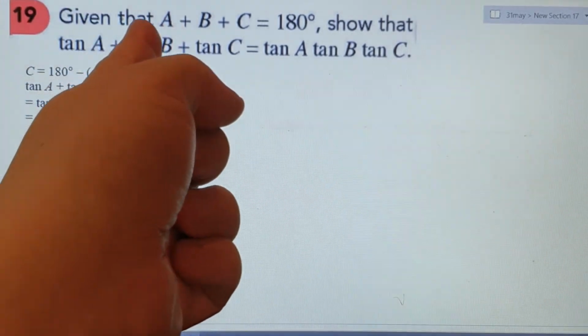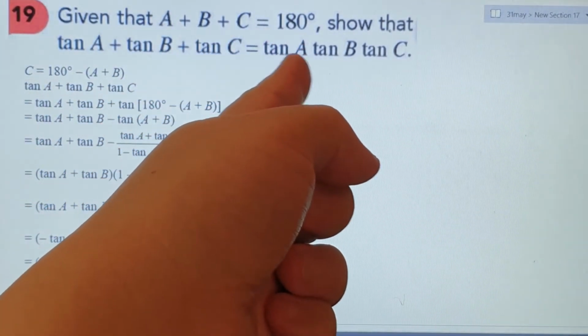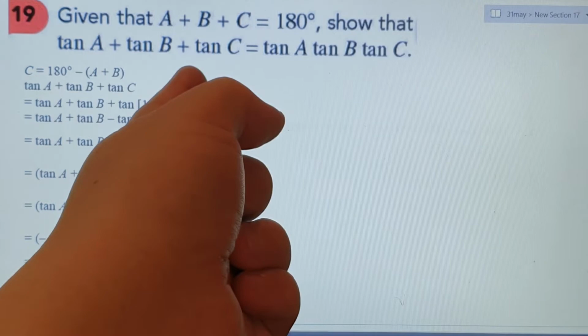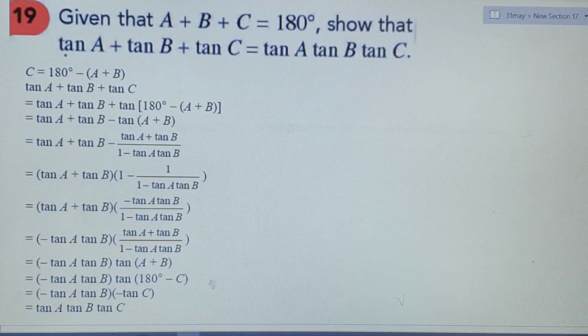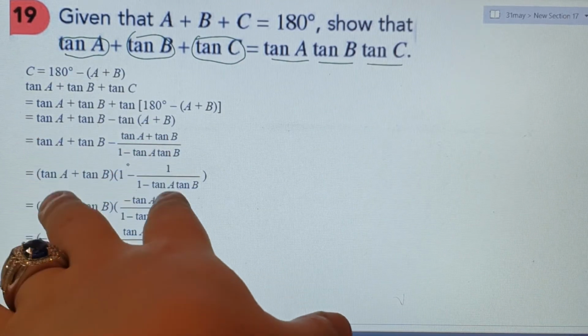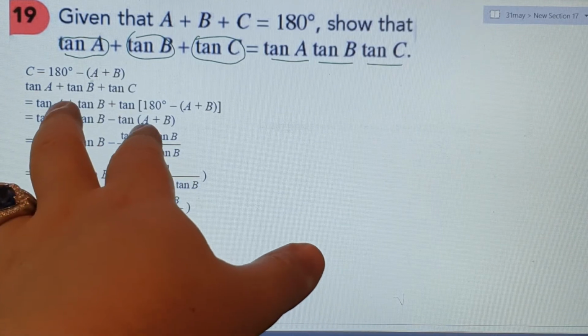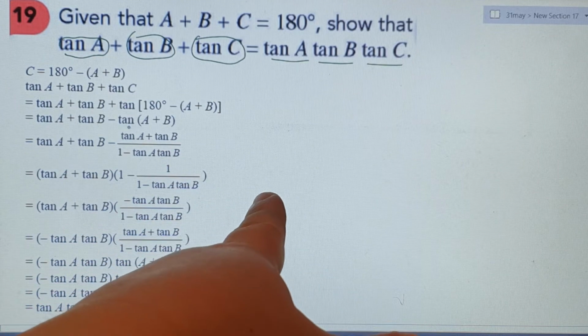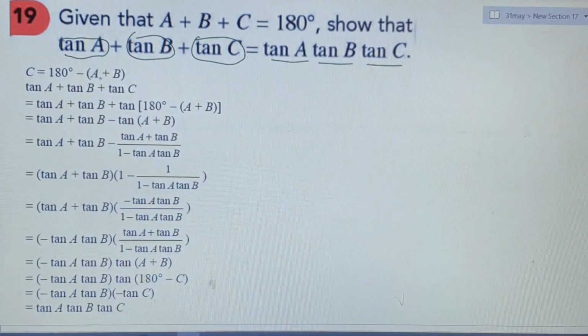Now they say here, given that A plus B plus C is 180, show that tangent A plus tangent B plus tangent C equals to this. Now how do you show that? Okay, you see how to go from something plus something plus something to become something times something times something. How did that happen? So we need to use, as you can see later, addition formula here. But we have to do what we call a trick here. Not really a trick, just a method to simplify things.